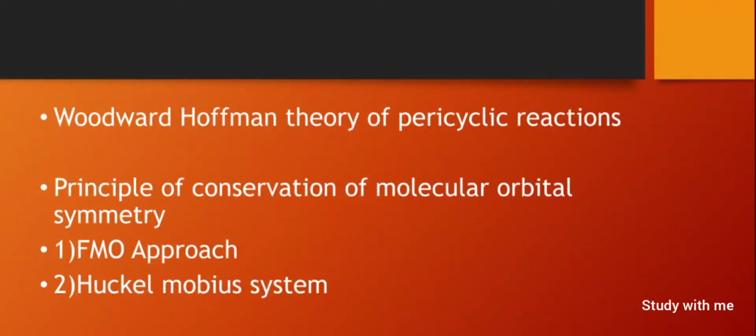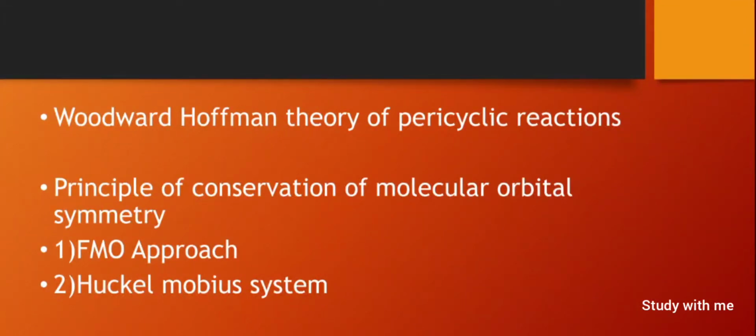So, in this, we will have an approach called the FMO approach, that is the Frontier molecular orbital approach. So, the Woodward-Hoffmann rules will be introduced to the FMO approach to predict the symmetry allowed and symmetry forbidden processes. There are many approaches that Woodward and Hoffmann introduced to predict this. One of them is the Huckel-Mobius system. In our UPSC aspect, the FMO approach is the most important one. So we will consider the FMO approach here.